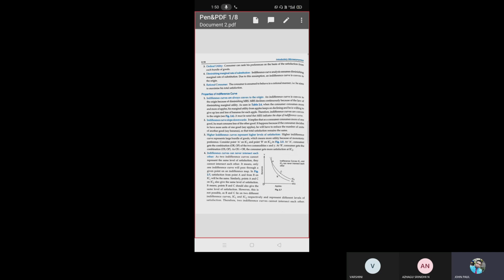Now we will discuss the properties of indifference curve. First one is, the indifference curve is always convex in shape. You can see convex. This we will call concave. So why is it convex in shape? Because the indifference curve is convex to the origin due to diminishing MRS.